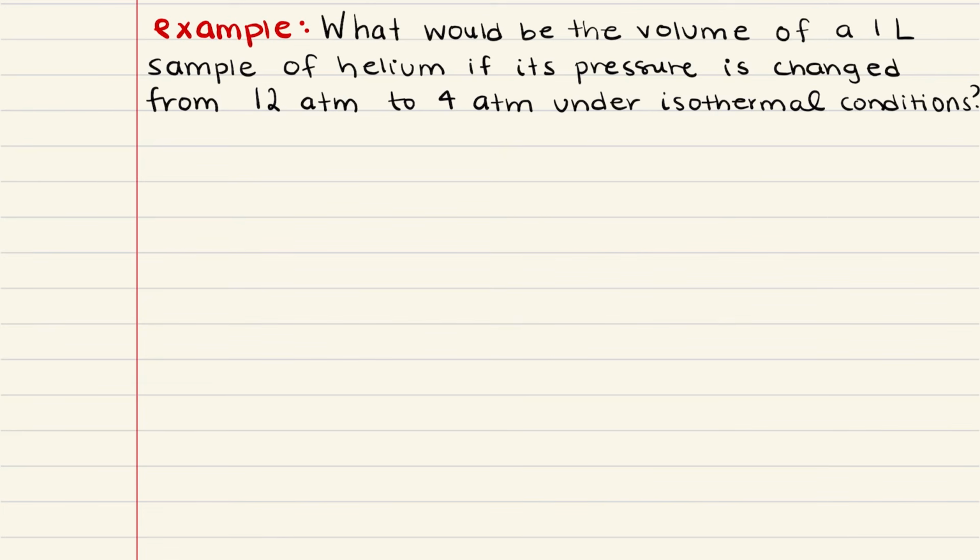The only thing that's changing is the pressure, and we're trying to figure out the change in volume with that change in pressure. So we know our initial volume is 1 liter, and our initial pressure is 12 atmospheres. Our final pressure is 4 atmospheres, and we're trying to figure out what our final volume is. So here, if the number of moles of gas and temperature are held constant, then the ideal gas law just reduces to Boyle's law. P1V1 equals P2V2.